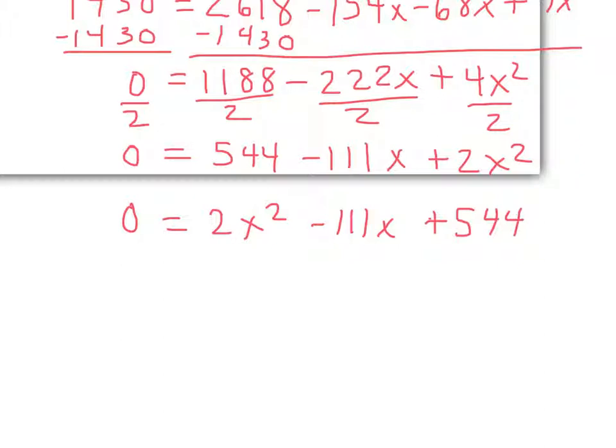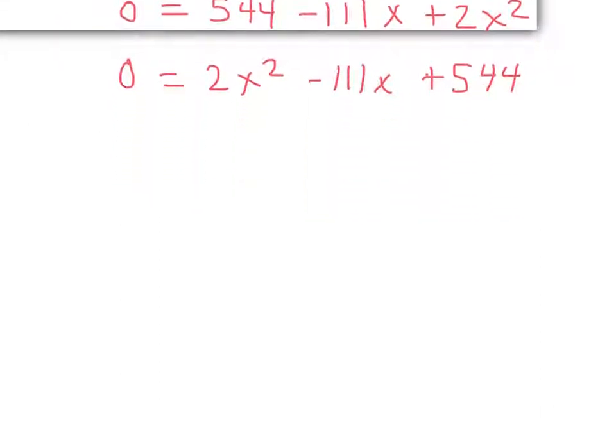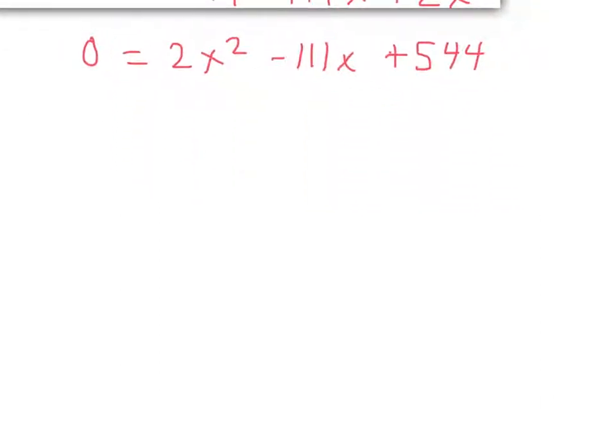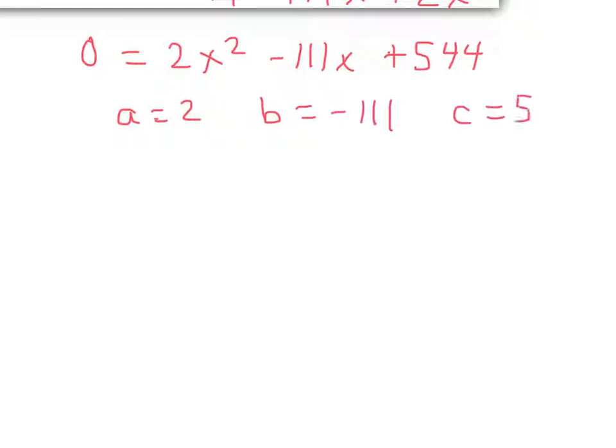What do you think? Can you factor it? I don't know about that. I think I'm just going to go straight to the quadratic formula. I'm tempted to try to factor it, but I don't know. A is 2, B is negative 111, and C is 544.